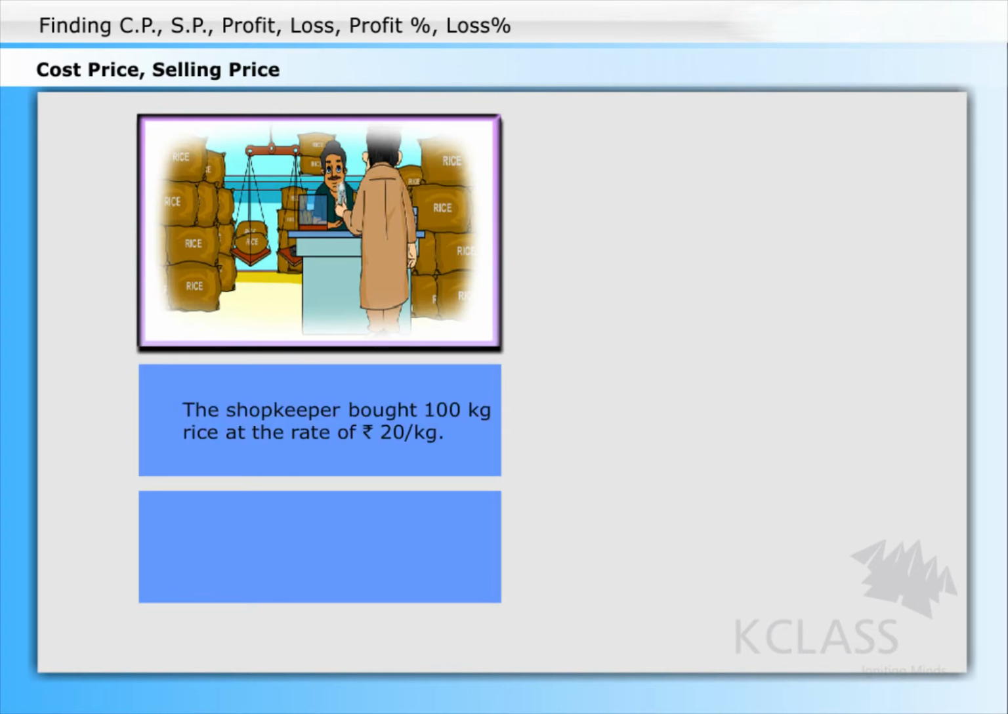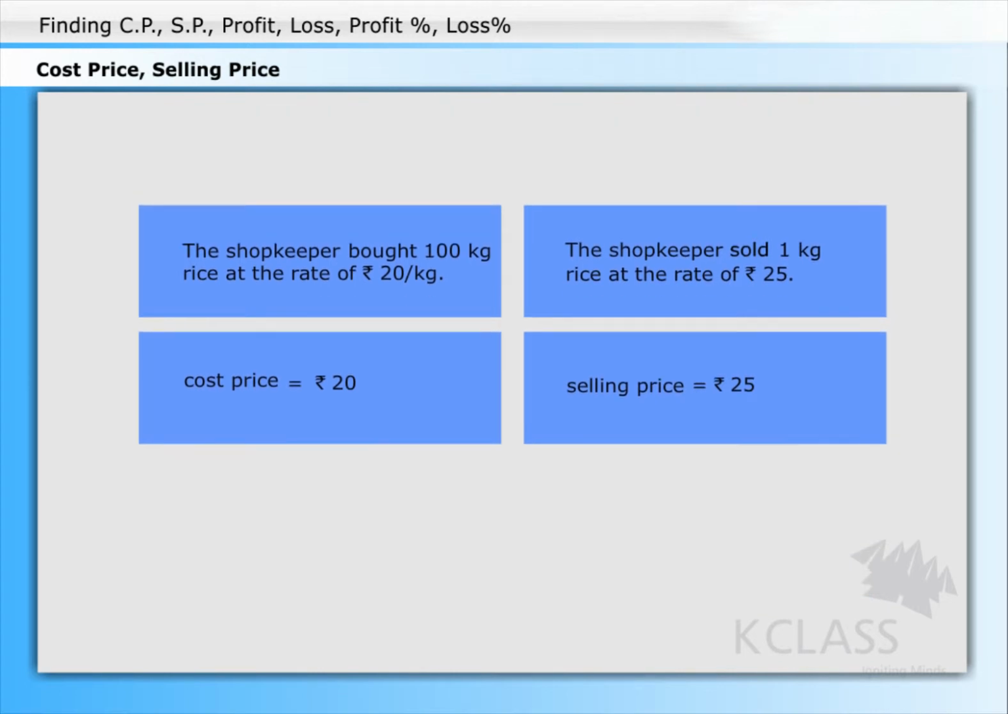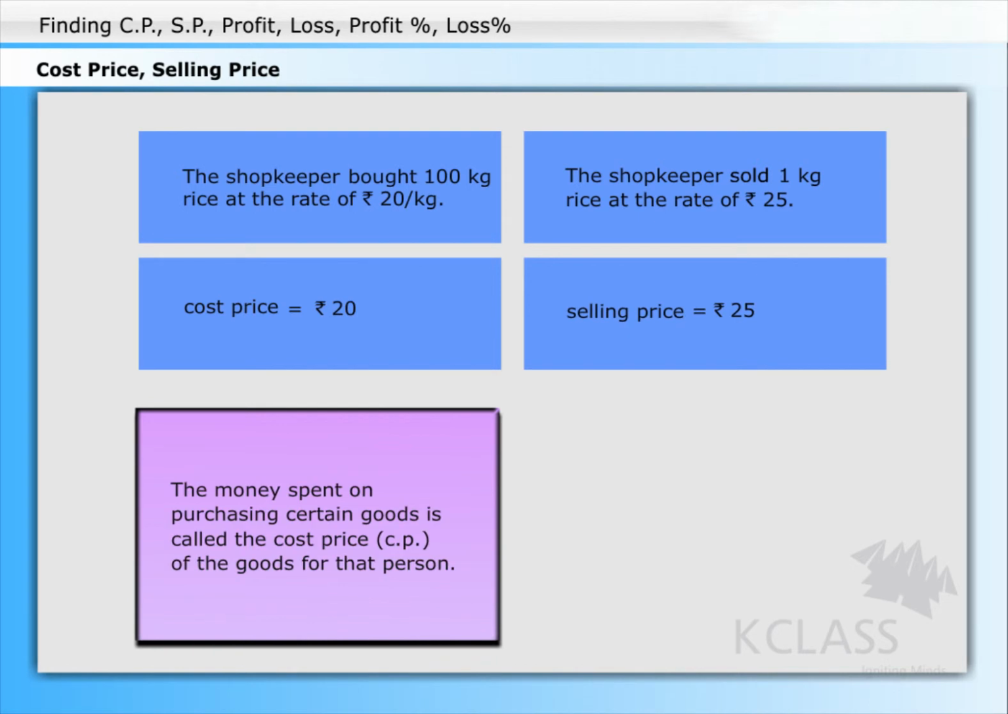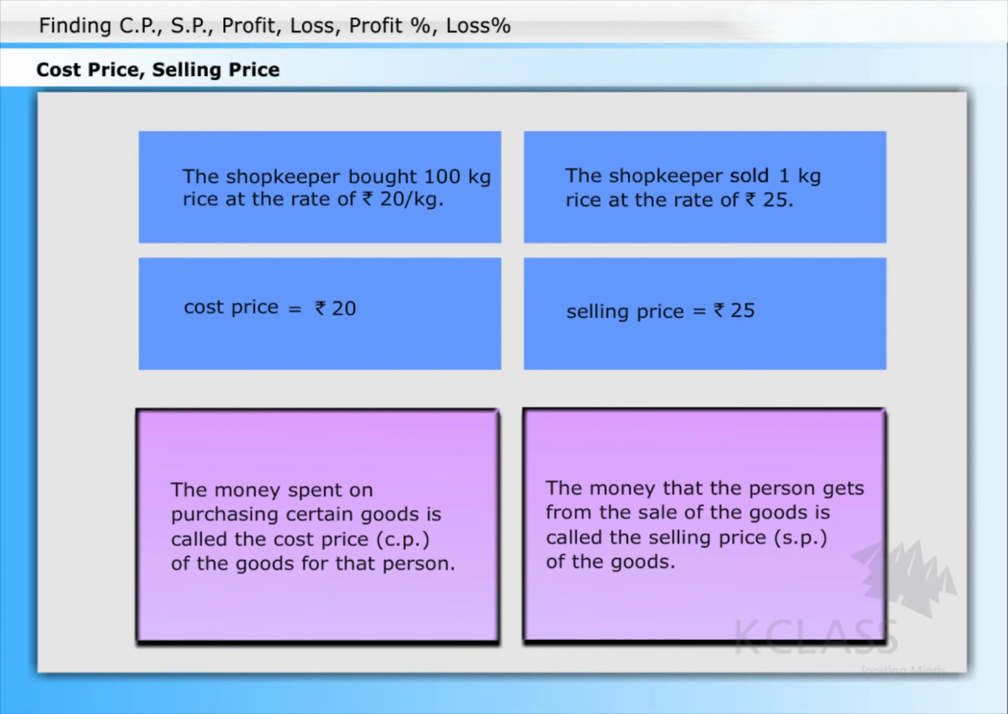We observed that the shopkeeper purchased 100 kilos of rice at the rate of 20 rupees per kilogram from the wholesale dealer. Thus, we say that 20 rupees is the cost price of 1 kilo of rice. Now the shopkeeper sells the rice at the rate of 25 rupees per kilogram to his customers. Thus, we say that 25 rupees is the selling price of 1 kilogram of rice. Hence, we conclude that the money spent on purchasing certain goods is called the cost price of the goods for that person, and the money that the person gets from the sale of the goods is called the selling price of the goods for that person.